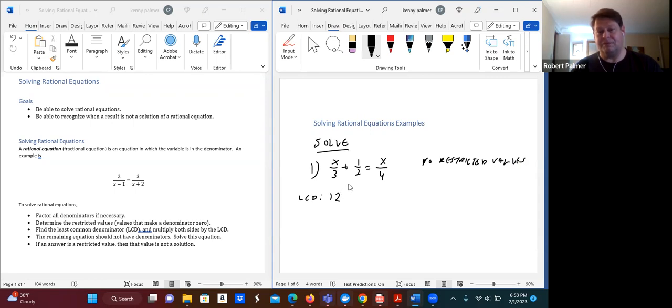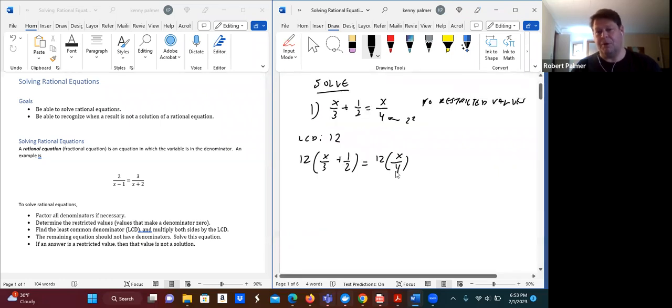Also, remember that 4 is 2 squared. So the least common denominator is 12, which is 2 squared times 3. Now multiply both sides by 12, so x over 3 plus 1/2 in parentheses, and 12 times x over 4.